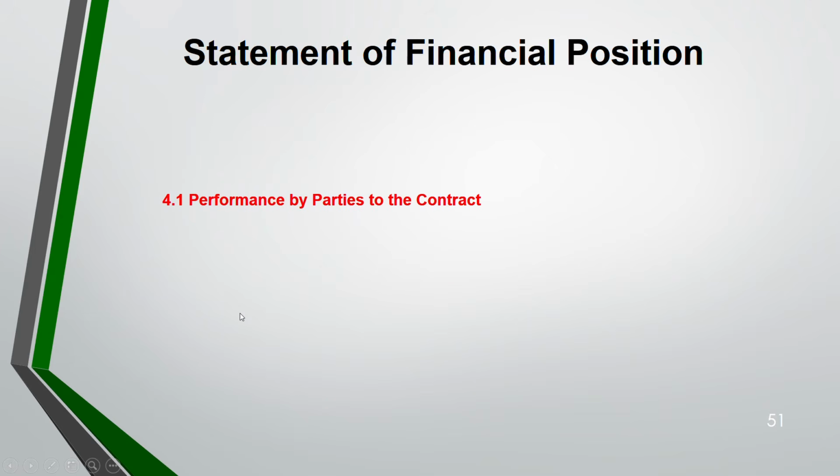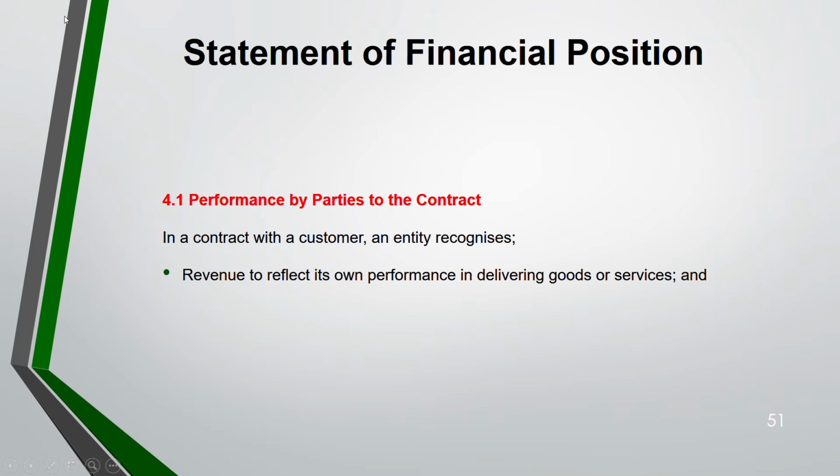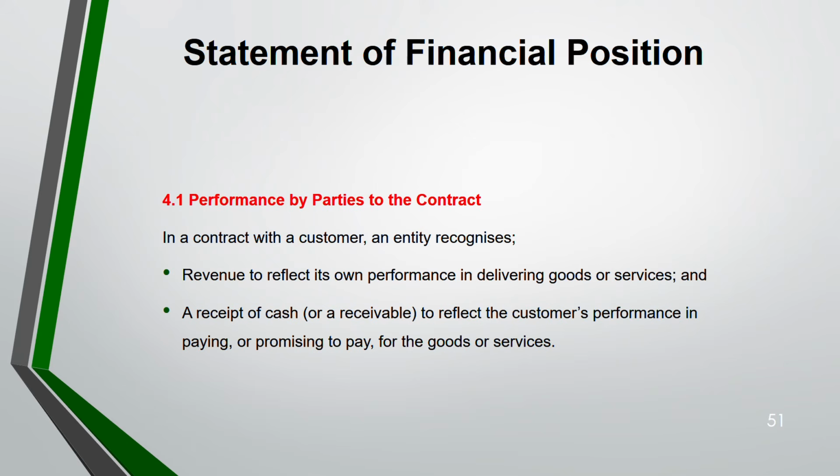Now, part 4. How you will record in your statement of financial position. In a contract with a customer, an entity recognizes revenue to reflect its own performance in delivering goods or services. That means the party who is delivering the goods and services will recognize revenue, and a receipt of cash or a receivable, if you're not paying in cash, will reflect the customer's performance in paying or promising to pay for goods and services.